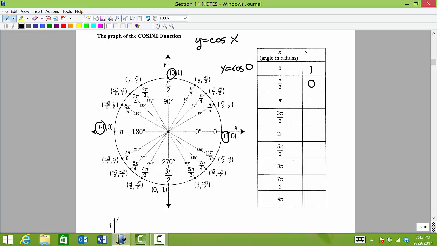Cosine value of pi is minus 1. The cosine value of 3 pi over 2 is 0. And back to 2 pi, our cosine value is 1 again. Now as we go through, we'll repeat the same values.